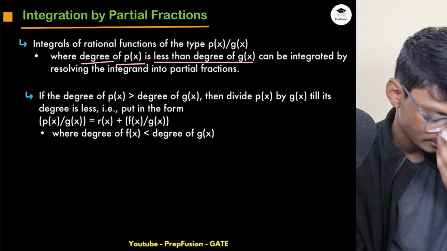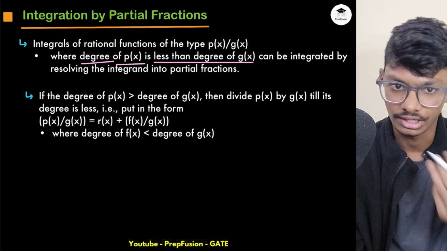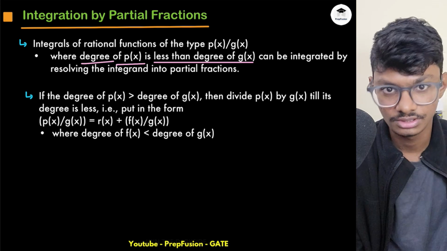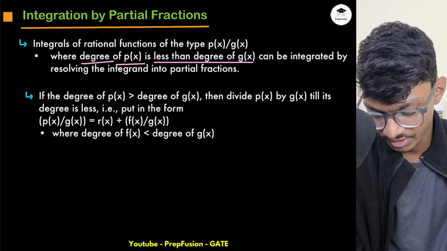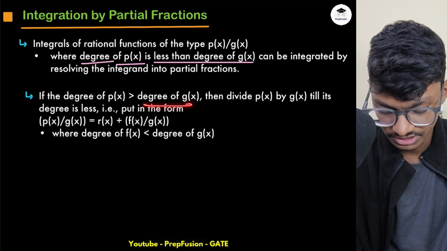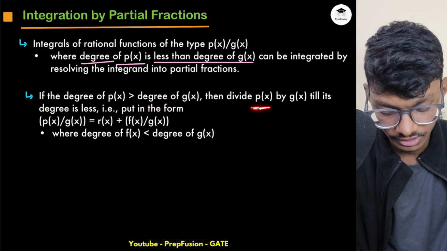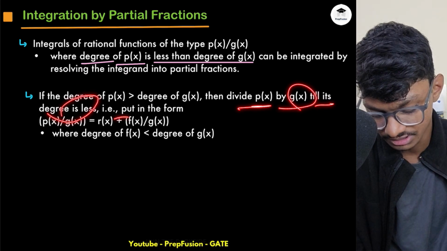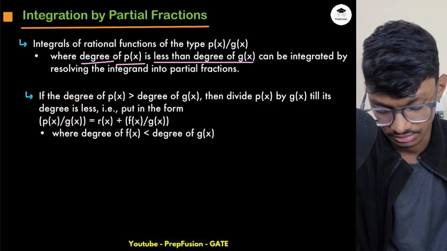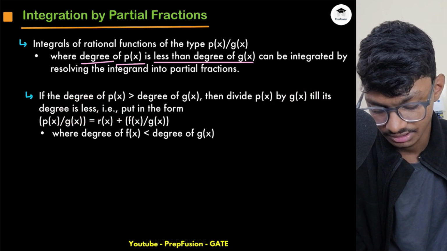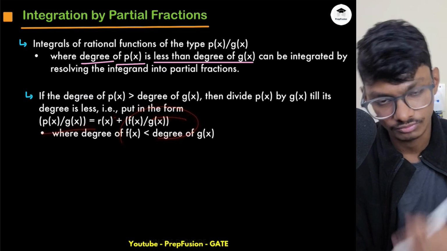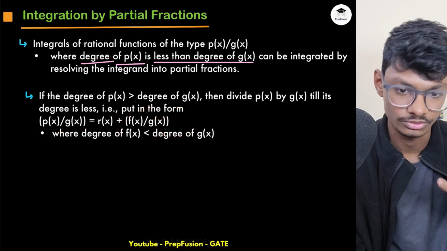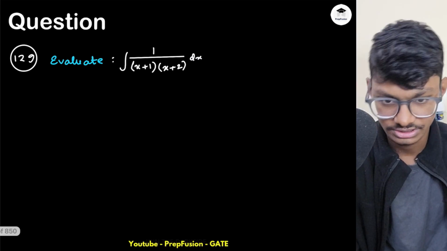I hope you know partial fractions. If you don't know, we'll solve 3 cases, and from there you will understand what partial fractions are. Now, if the degree of p of x is greater than the degree of g of x, we'll divide p of x by g of x till its degree is less, and put it in this form. We'll understand this when we solve these types of questions. Okay, so this is the first question.